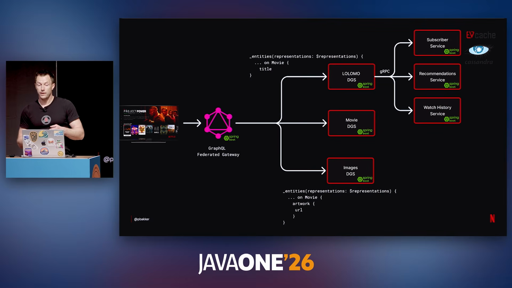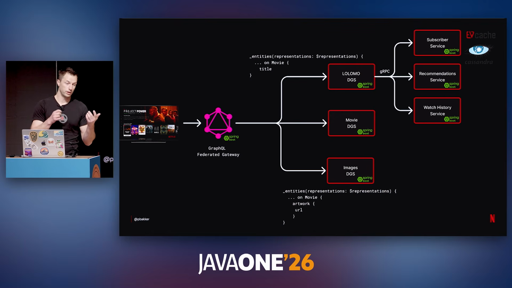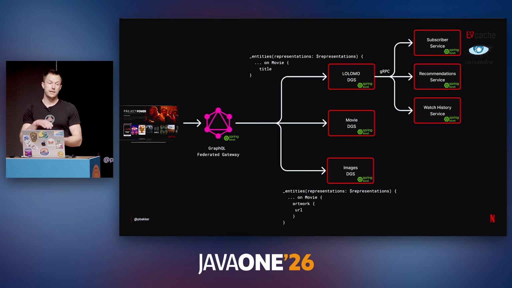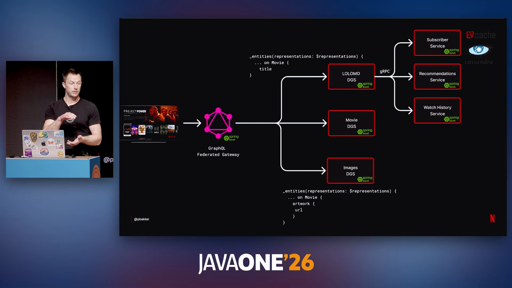Let's take streaming. We have the Netflix app running on your TV or your phone or your laptop, wherever you want to run it. And whenever you're browsing that home screen, we are making requests to a federated GraphQL service. So we're using federated GraphQL, and that means that every request is basically a giant GraphQL query that goes to this gateway.